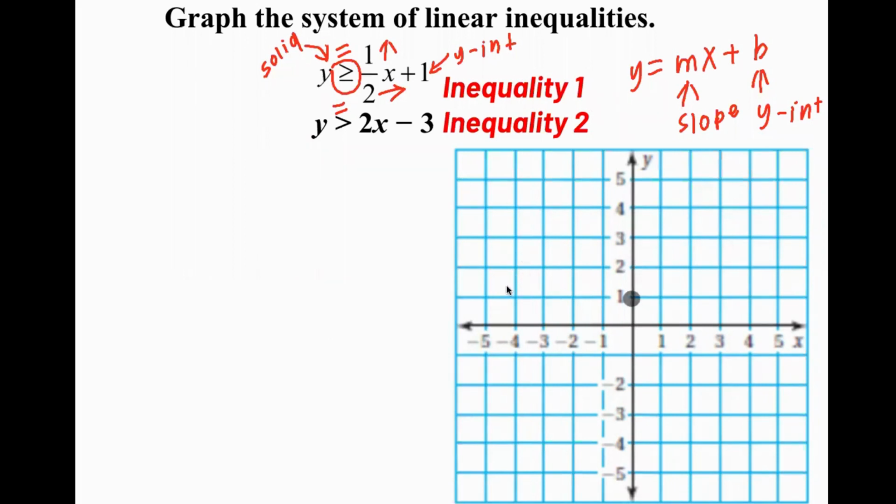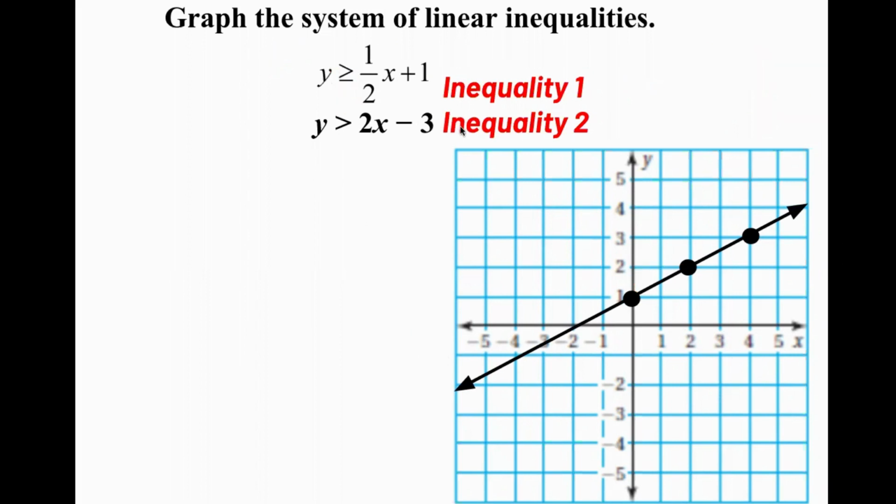Our y-intercept is positive 1, and then if you were to plot another point using your slope, you would rise 1 unit and go 2 units to the right, so there would be your second point. And again, this is going to be a solid line since we have greater than or equal to, so draw a solid line through all your points. Now that you've graphed your first line, you can go ahead and move on to the second inequality. Again, this is in slope-intercept form, so you can go ahead and use your y-intercept and slope.